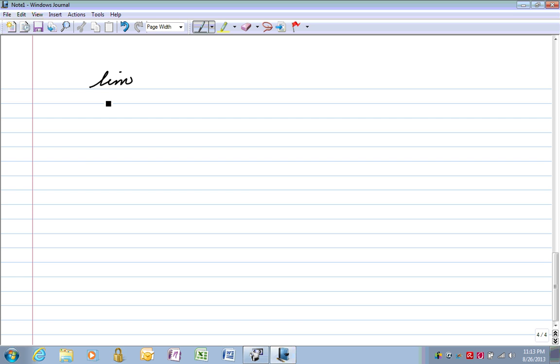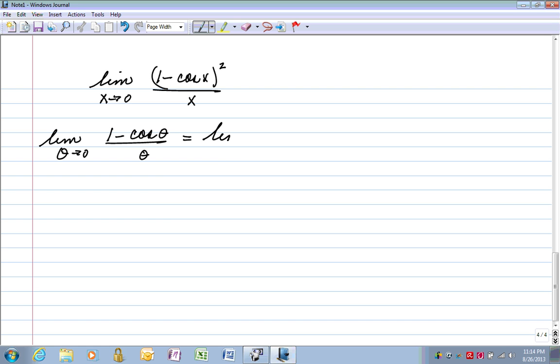Suppose we have the problem: the limit as x approaches 0 of (1 minus the cosine of x) squared over x. Well, you're smart enough to remember that I gave you the limit as theta approaches 0 of (1 minus the cosine of theta) over theta had the same limit as the limit as theta approaches 0 of (the cosine of theta minus 1) over theta, and that answer was 0. And that was about a 6-line proof. In chapter 2, it becomes 1 step, but we don't know section 2.2 yet.